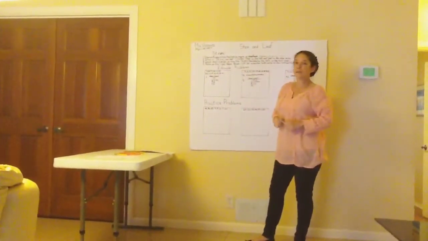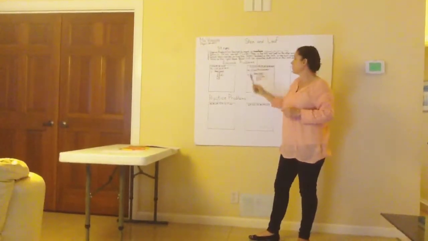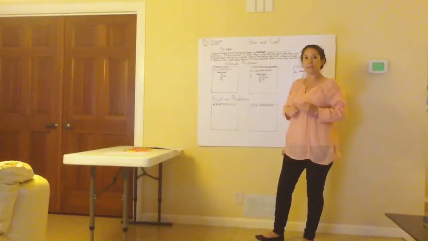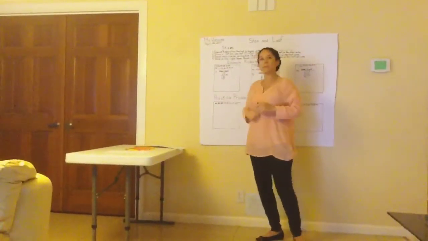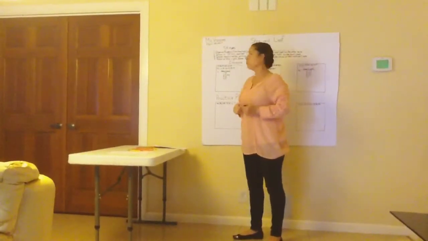Today for our math lesson, we're going to be working on stem and leaf. But before we get started, I just want you to know that today we're going to work on 3 problems here in the class, and then I'm going to give you some paper, and you're going to work on some practice problems on your desk. So let's look at step number 1.